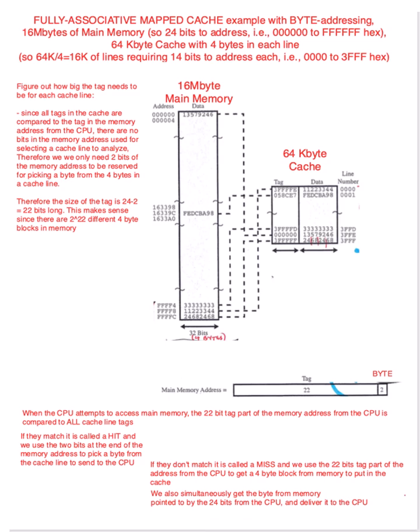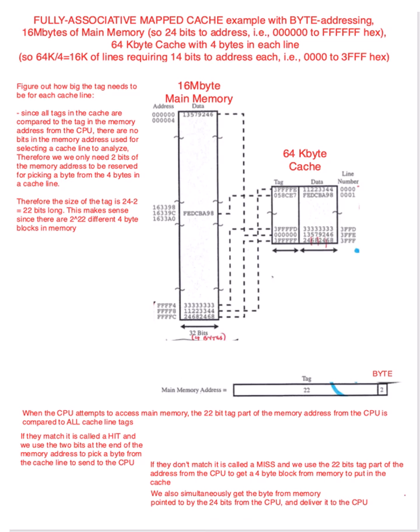And therefore, the size of the tag is 24 minus 2. It's 22 bits long. This makes sense since there are 2 to the 22 different 4-byte blocks in memory. Think about that. Make sure that makes sense to you. Down below here, you lay this all out, look at the different numbers and the data examples that are in there. Make sure that diagram makes sense to you, what this figure is showing.